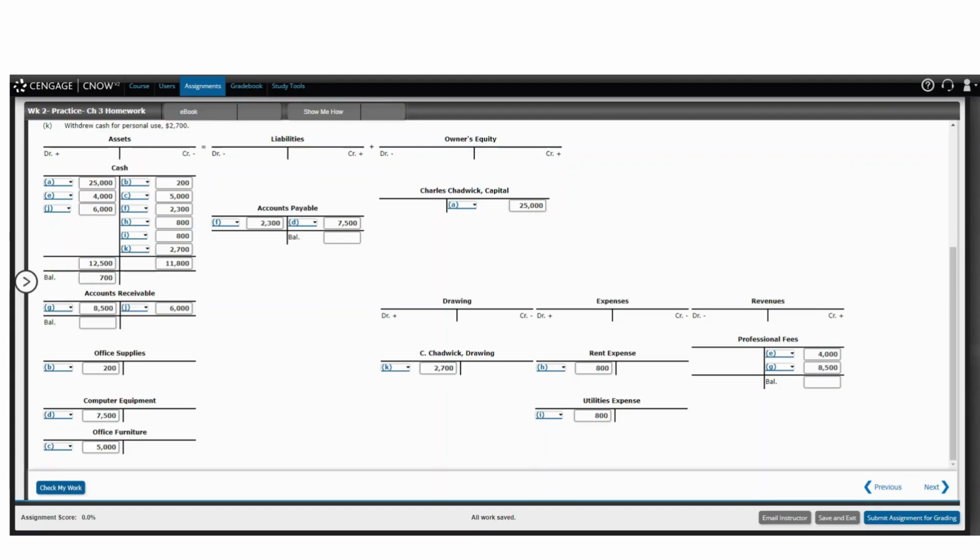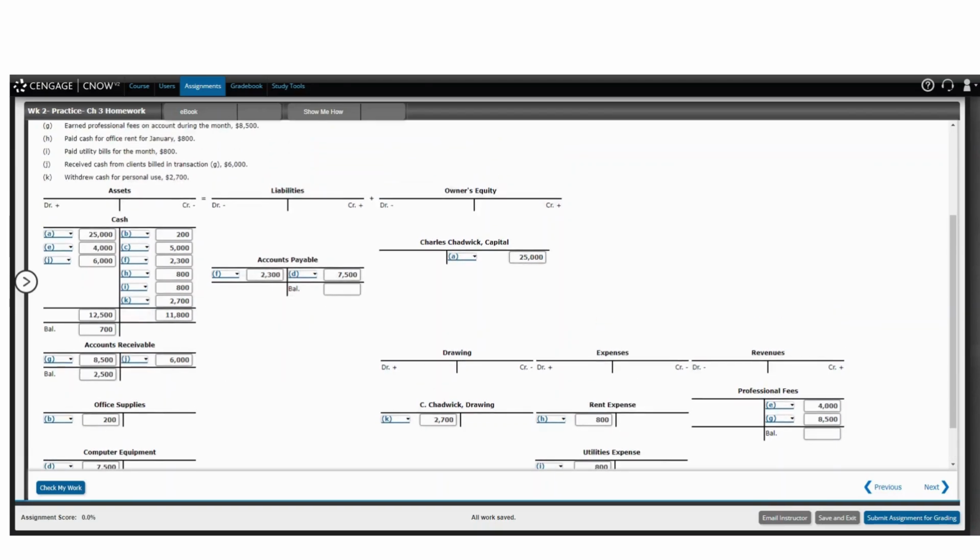Okay, so you're going to do the same thing with accounts receivable. So people owed me $8,500 and then they made a payment. Okay, so 8,500 minus 6,000 gives me $2,500 there. And then office supplies, computer equipment, office furniture, all that stays the way it is. We only had one entry.